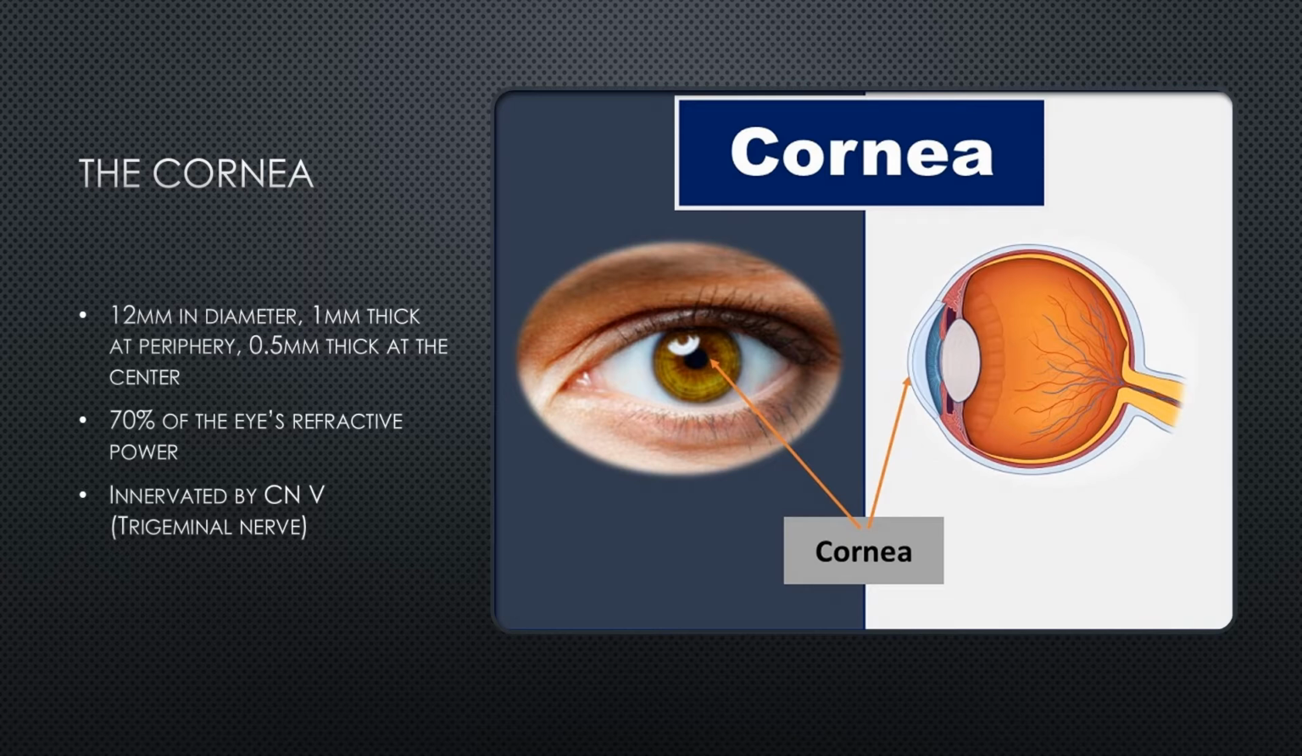It's innervated by cranial nerve 5, the trigeminal nerve. The cornea has over 5,000 nerve endings, making it one of the most sensitive areas of the body. Having a small grain of sand or dust on the cornea can result in extreme pain.